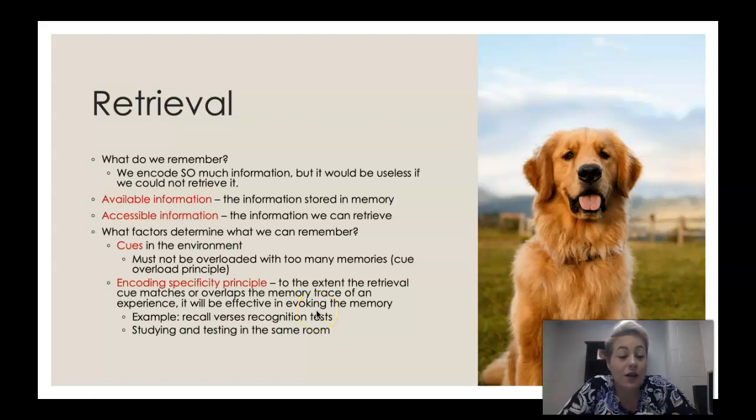Now, we're going to talk about retrieval. So, getting that information back out. Because we're storing so much information, right? But what would it matter if we couldn't pull the information back out? That'd be kind of pointless, right? We're storing all this information, but we can't use it? That doesn't make much sense.